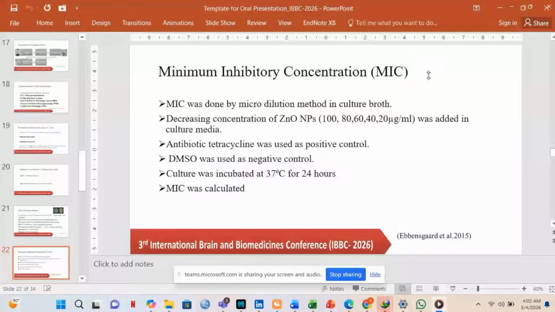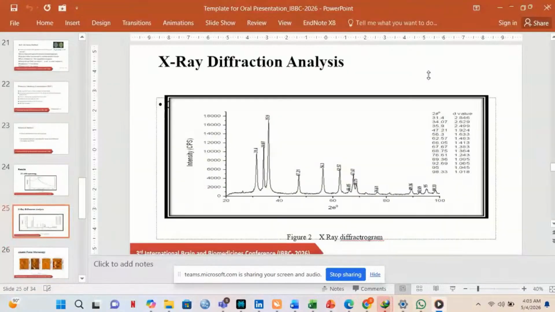These are the results of UV visible spectroscopy. As we can see, at 370 nanometer, zinc oxide nanoparticles show a peak. Then these are the results of X-ray diffraction analysis that was performed on the synthesized zinc oxide nanoparticles. These are the atomic force microscopy images of the zinc oxide nanoparticles that show the surface morphology of the zinc oxide nanoparticles. And these are the FTIR analysis that represent the different functional groups present in the zinc oxide nanoparticles.